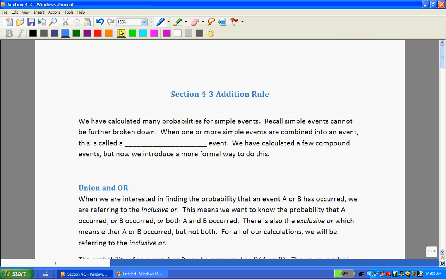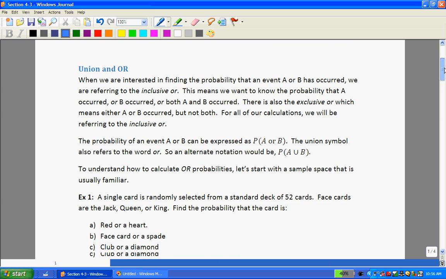Section 4.3, Addition Rule. We have calculated many probabilities for simple events. Recall simple events cannot be further broken down. When one or more simple events are combined into an event, this is called a compound event. We have calculated a few compound events, but now we introduce a more formal way to do this.